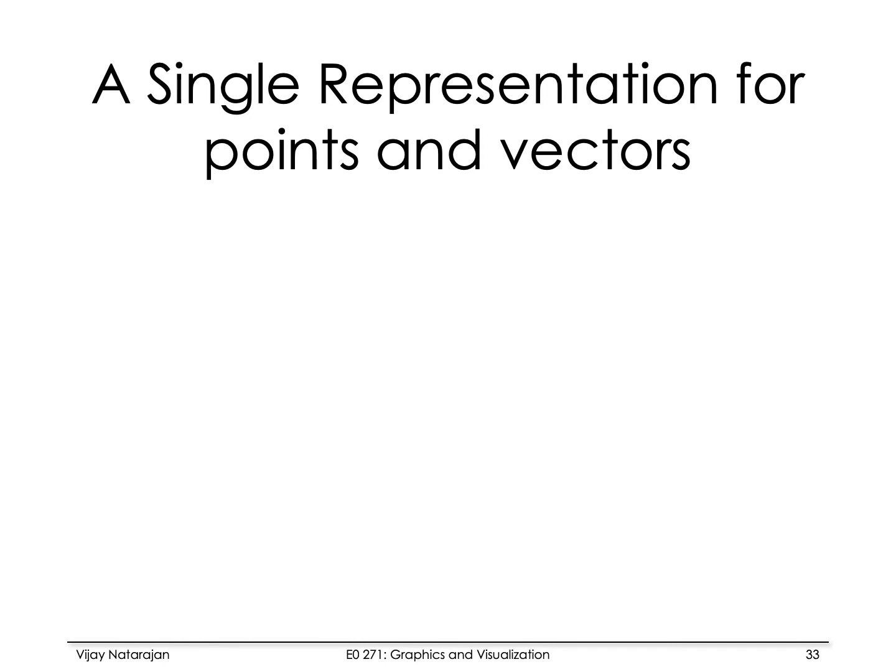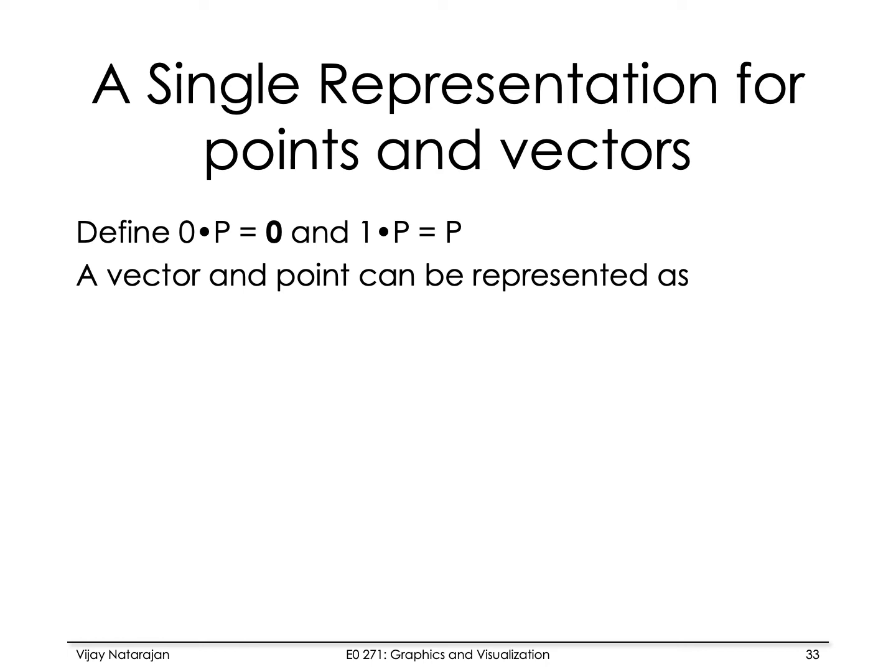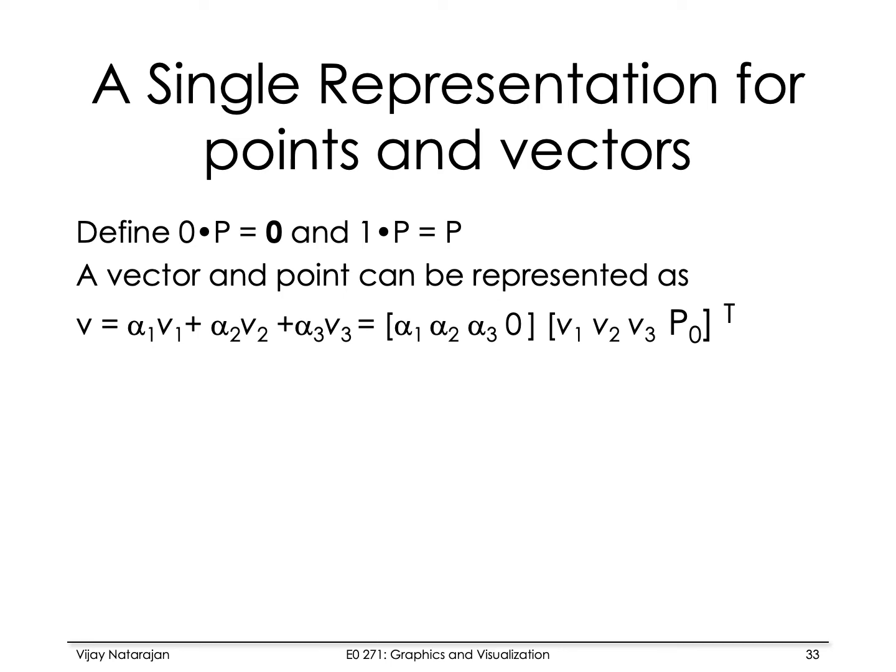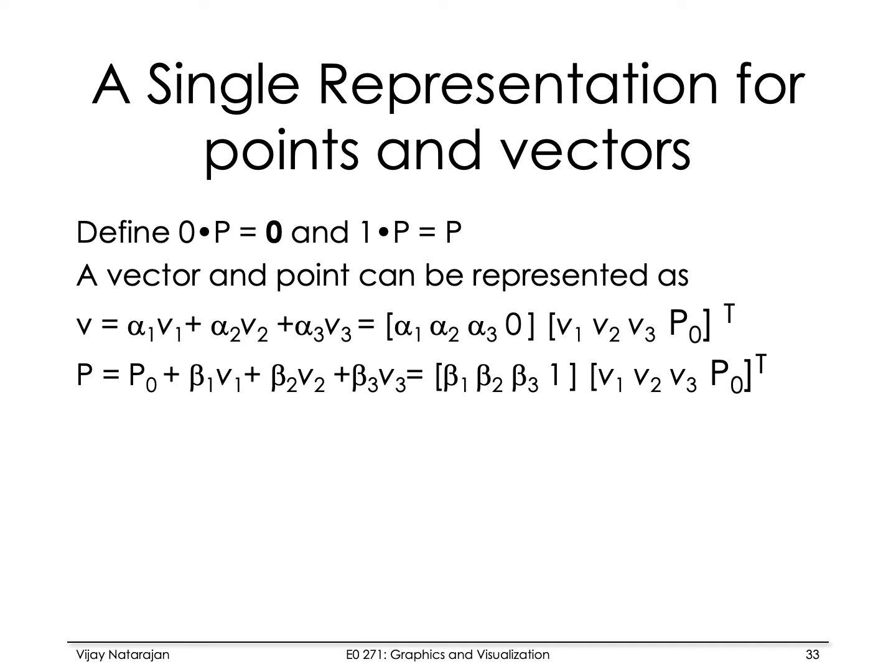The solution is to unify these two representations. And in order to unify, we need to introduce some definitions. In particular, two definitions: scalar multiplication with 0. So we define 0 times p as 0, the point 0, and 1 dot p as p itself. So now a vector and a point can be represented as the following. V, a vector, can be written by appending a 0 to its representation: alpha 1, alpha 2, alpha 3 and a 0. A point P can be written by appending a 1 to its representation.